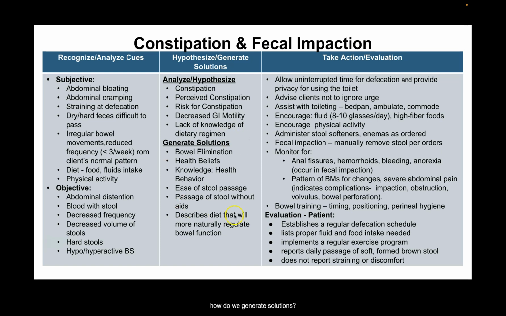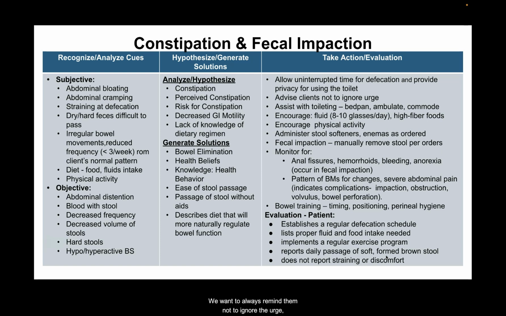How do we generate solutions? These are the goals, some sample goals that we can set for our patients. And actions that we can take, we want to make sure we provide them with uninterrupted time to defecate. Be patient, let them take their time, don't rush them, provide privacy. Sometimes people put the bedside commode right next to the bed and the curtain is open. And it's embarrassing for people to sit down knowing people are walking by and watching them sitting on the bedside commode, right? So we want to provide privacy, so they don't have the stress and they can actually take their time to have a bowel movement.